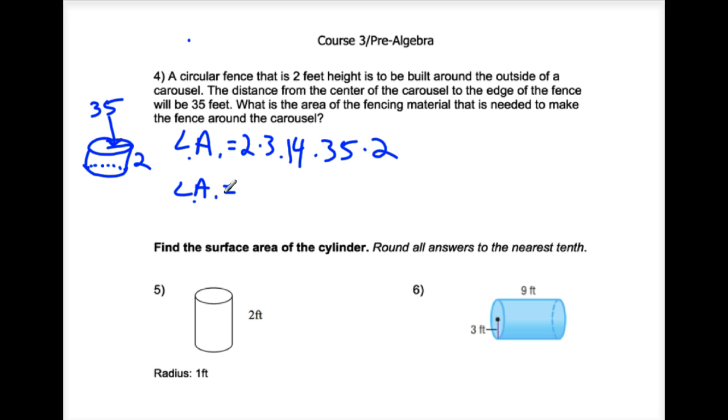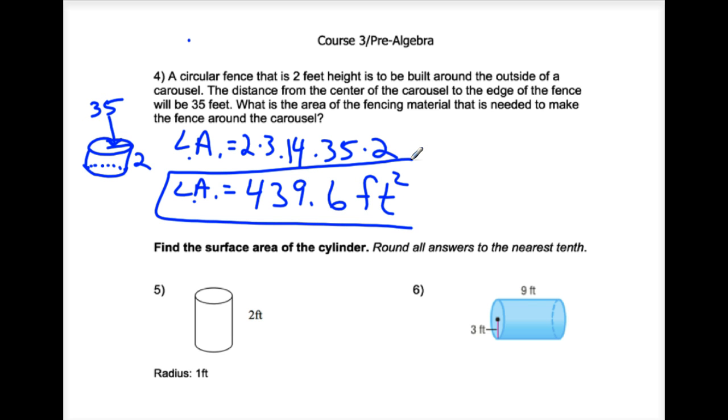Harrison, hold it. I love your enthusiasm, but be patient. 439.6. Yeah, that's what I got. 439.6. You're going to need that much fencing, guys. And then make sure to label it, guys, feet squared, please. But great job rounding.